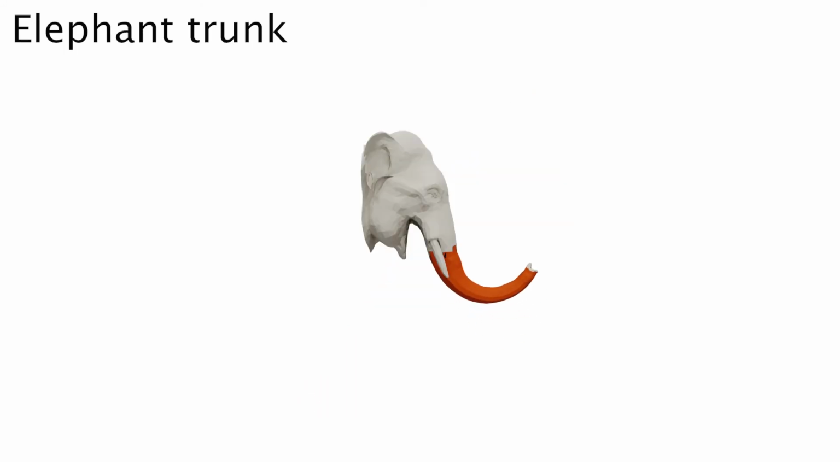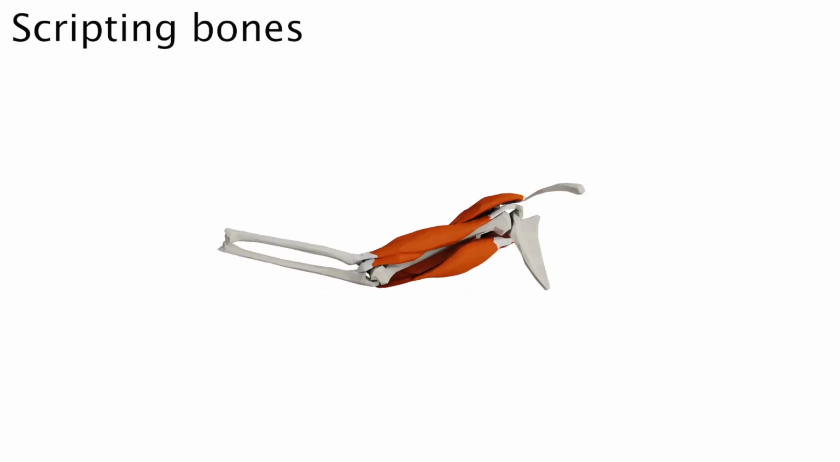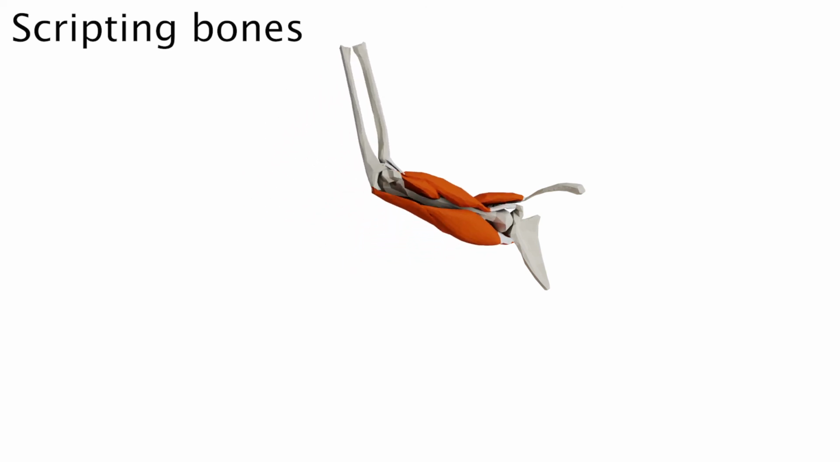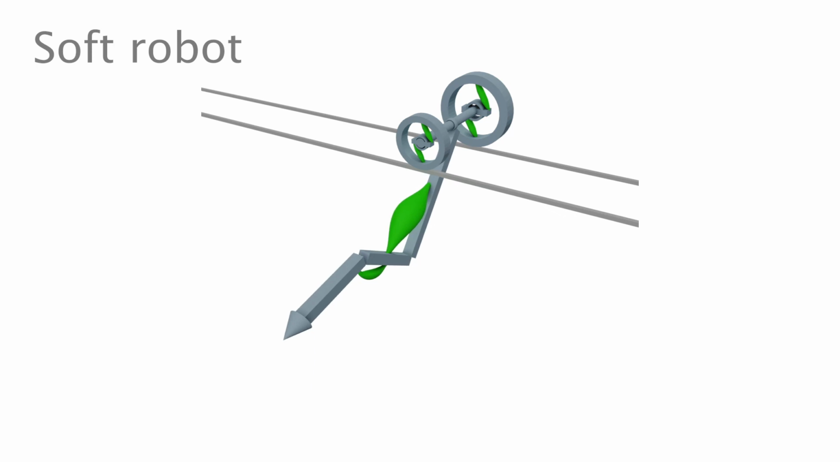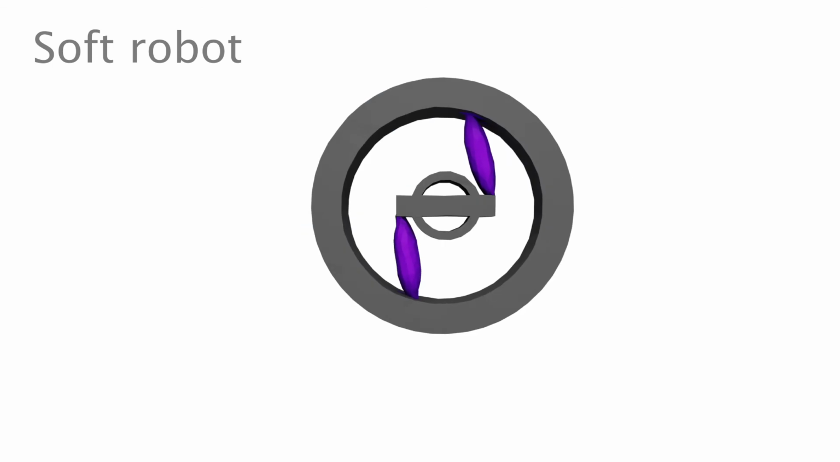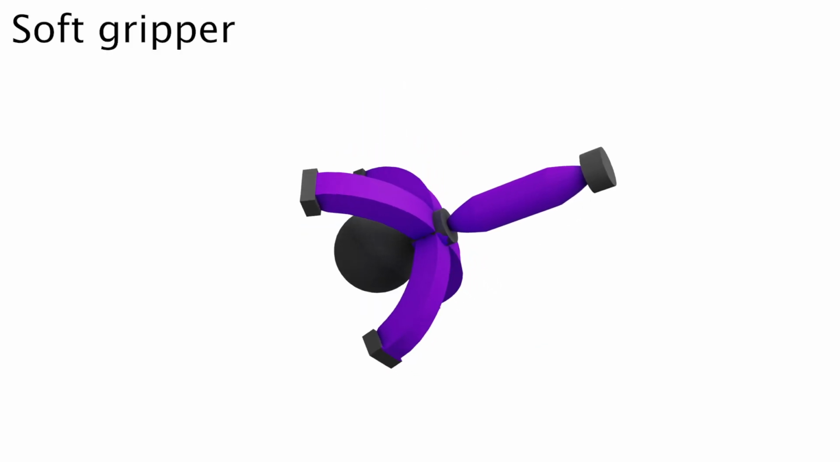This elephant trunk is a boneless muscle. In addition to muscle-activated motion, EMU also allows users to script the position of the bones for custom deformations. Lastly, our method can also be used for non-anatomical geometries. The soft mechanism, as well as this soft gripper.